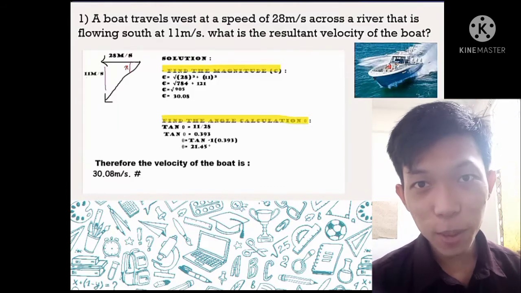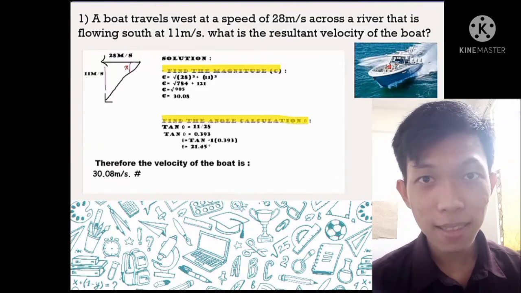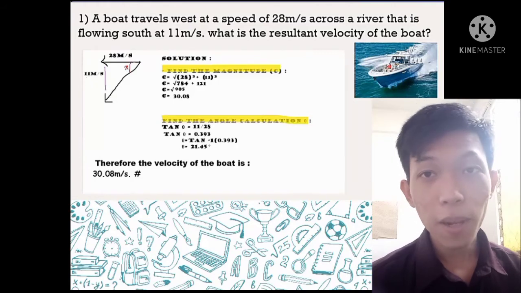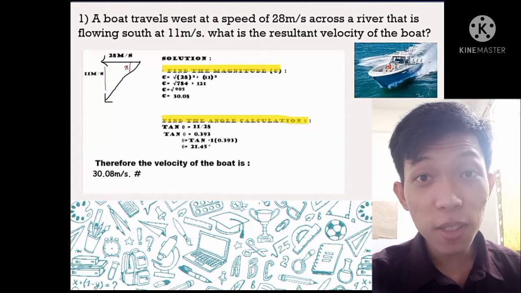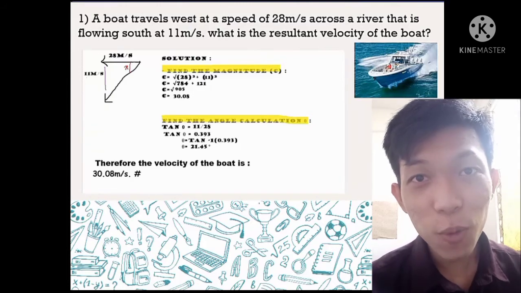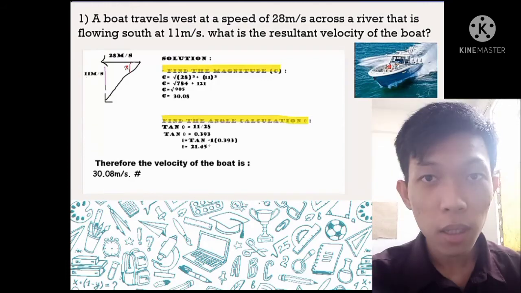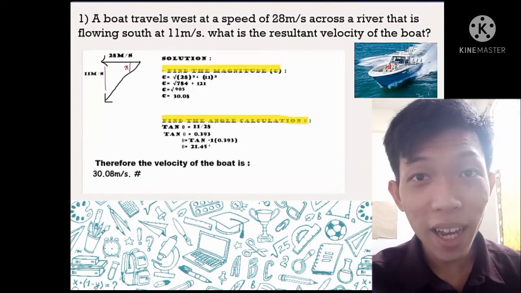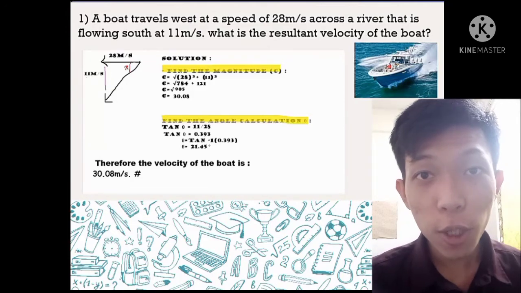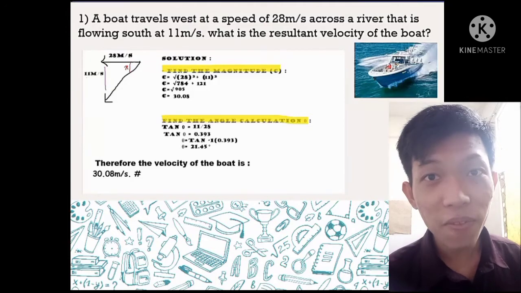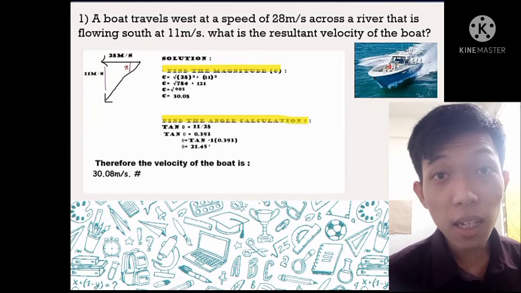find the magnitude. C equals square root of 28 squared plus 11 squared, equals square root of 784 plus 121, equals square root of 905, and the answer is 30.08.